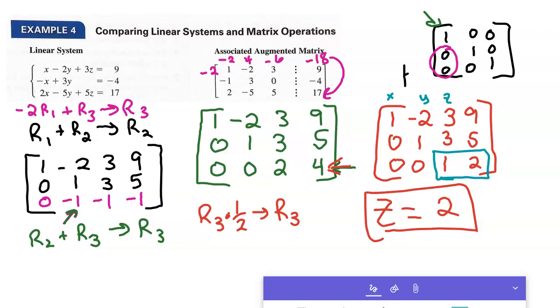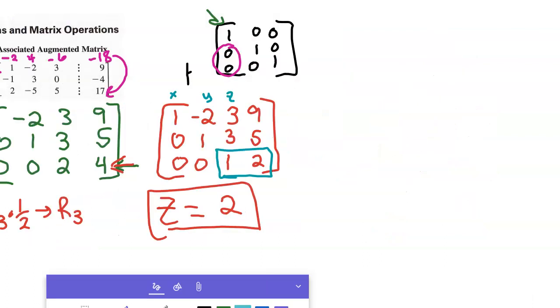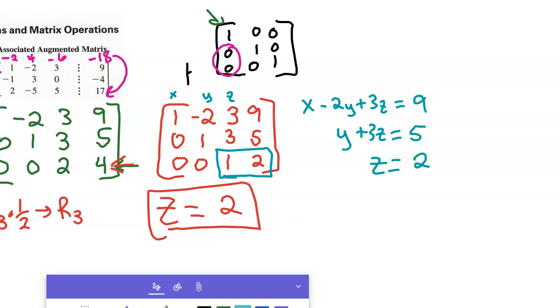At this point, you can just backtrack and turn this back into equations. I'm going to move things around so we have more room to bring our equations back. So our top equation now is x minus 2y plus 3z equals 9. It did not change. Our middle equation is y plus 3z equals 5. And our bottom equation is z equals 2. Again, you can just use back substitution to fill in the rest.